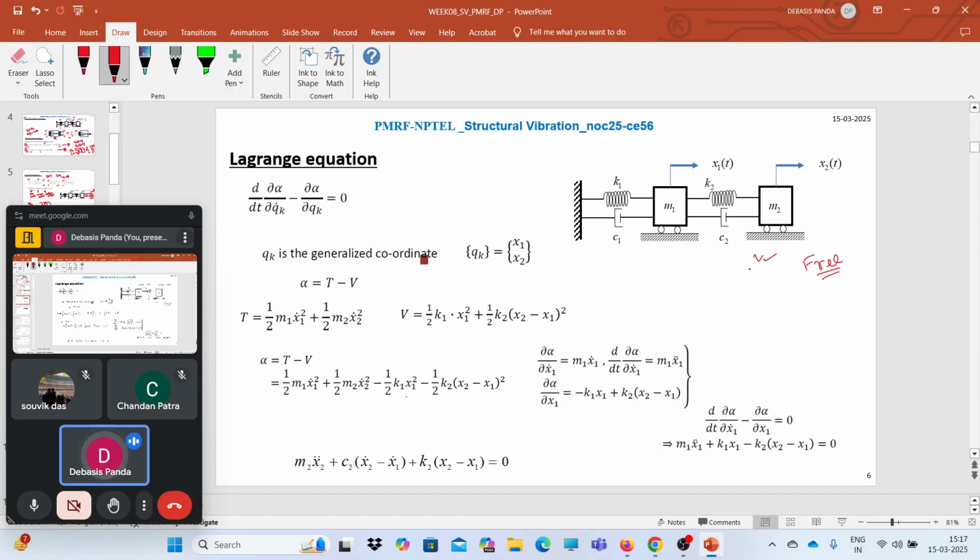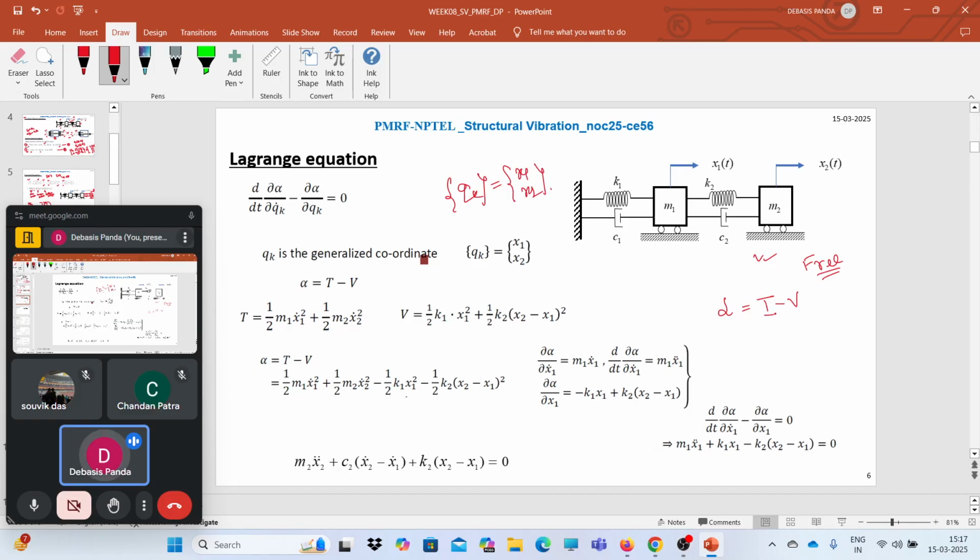So first, as per the Lagrange equation, we need to formulate the Lagrangian function, and the Lagrangian function is nothing but T minus V. It's a function of the kinetic energy and the potential energy, right? For that we first need to find out how many generalized coordinates there are. Generalized coordinates, which you discussed in the last class, are nothing but the degrees of freedom. So here we have x1 and x2 as generalized coordinates.